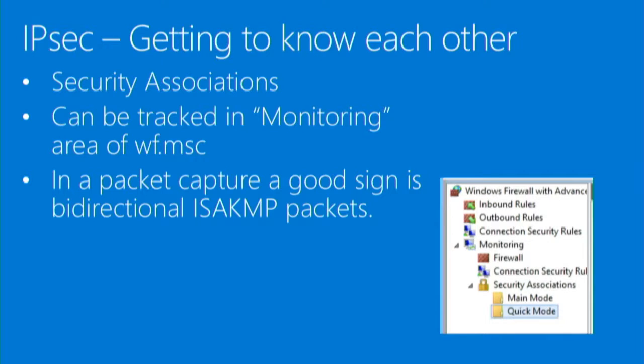If you see bidirectional packets labeled ISAKMP, you are negotiating. If you see them going in one direction, the other side probably didn't get the policy, because both sides have to know that they are required to do IPsec. Applying it on one side will mean you will have a whole lot of nothing. Both sides have to know what language to speak.